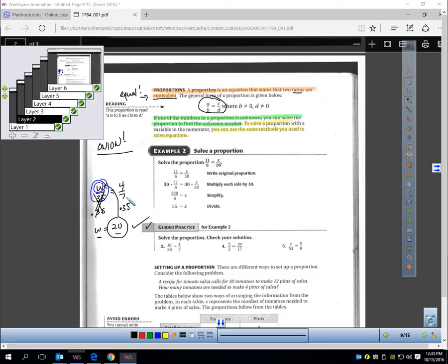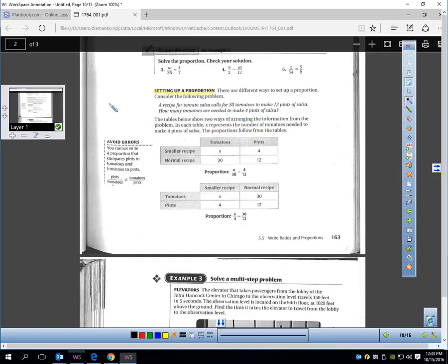Okay, so there's really a couple ways you can solve a proportion. You can use the onion method, or you could cross multiply and solve. One of the great things about proportions is they make story problems very easy to solve. There are different ways you can set up a proportion.